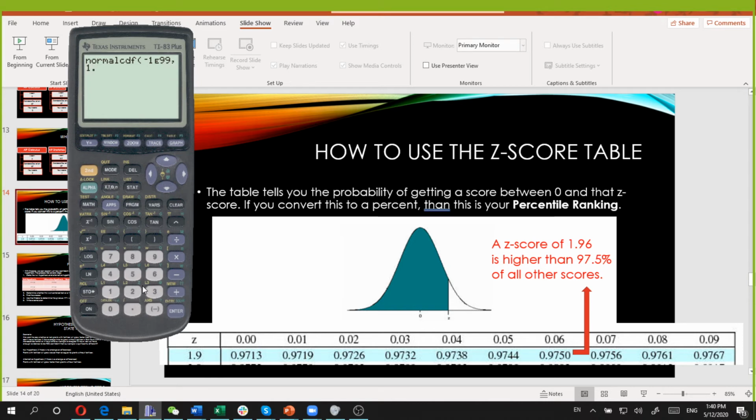to a z-score of 1.96. That gives us a 97.5% chance that we would randomly have a value that falls within negative 1 times 10 to the 99th power standard deviations, or 1.96 standard deviations above the mean.